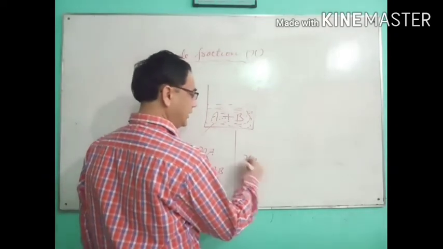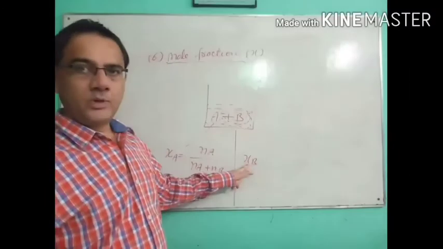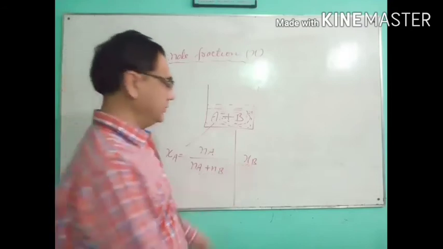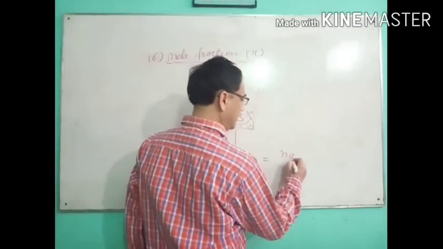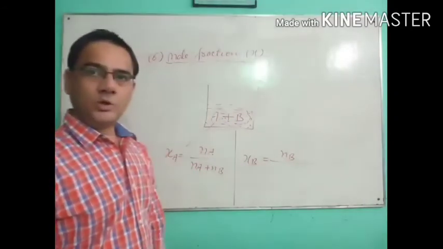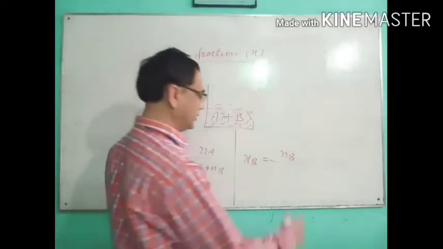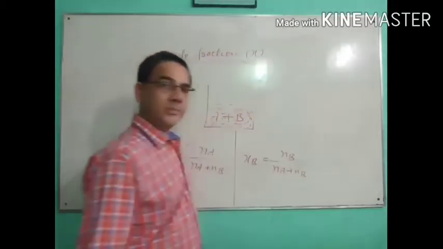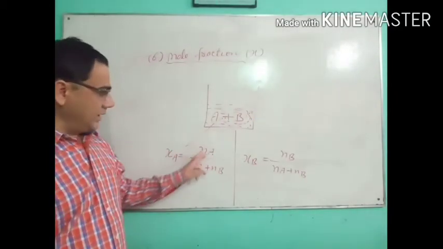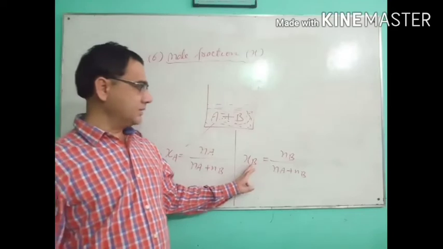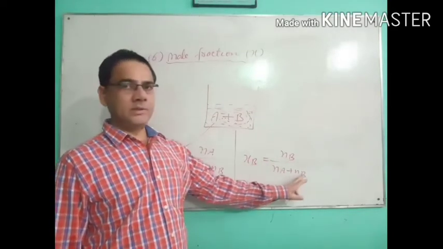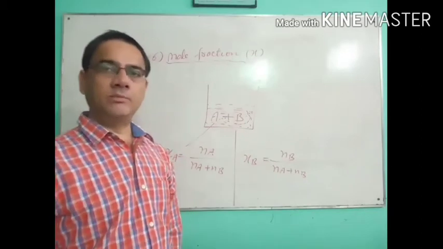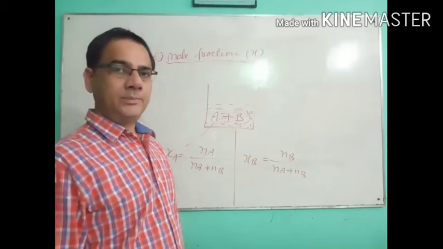If we try to calculate the mole fraction of component B, again the same formula: number of moles of that component upon total number of moles present in the solution, that is Na plus Nb. So XA is equal to Na upon Na plus Nb and XB is equal to Nb upon Na plus Nb. With the help of these two formulas, we can calculate the mole fraction of the component A and component B.